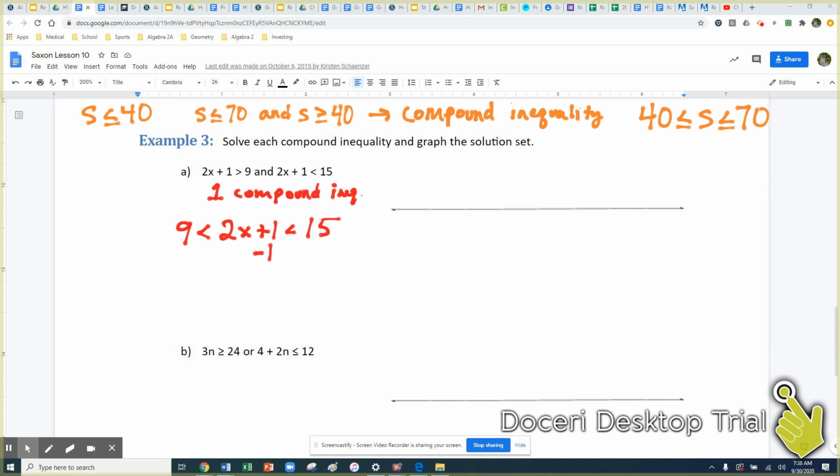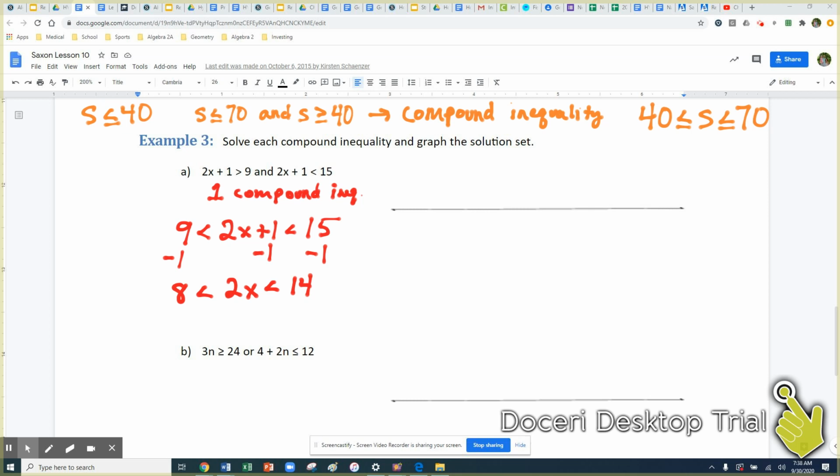To keep my whole compound inequality balanced, I have to subtract one from the 9, and I also have to subtract one from the 15. So now I have 8 is less than 2x is less than 14. So there's my first step. I used that inverse operation of minus one to start to isolate this 2x right here.